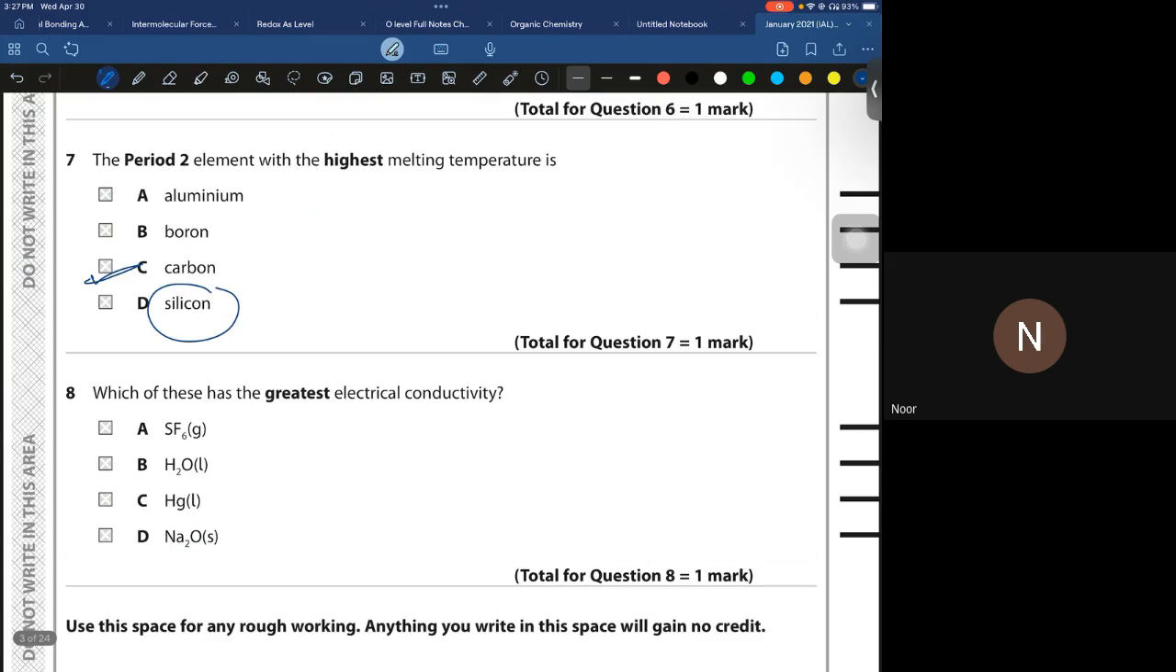Carbon is in the form of diamond and graphite. That's why it's going to have the highest melting and boiling temperature.